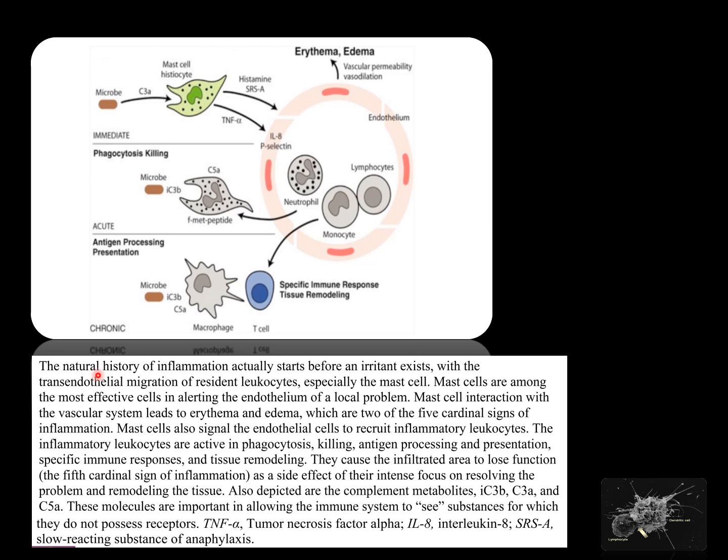Now, this diagram presents the basic structure of the inflammatory process. Now, this is a microbe. It enters the body and activates the complement system, the C3a. This activates the mast cells. This further produces or activates these components, and these components act on the endothelium of the blood vessel. What happens is there is a release of P-selectins, which results in the transendothelial migration of neutrophils, and they come out into the tissues and perform phagocytosis of the microbes.